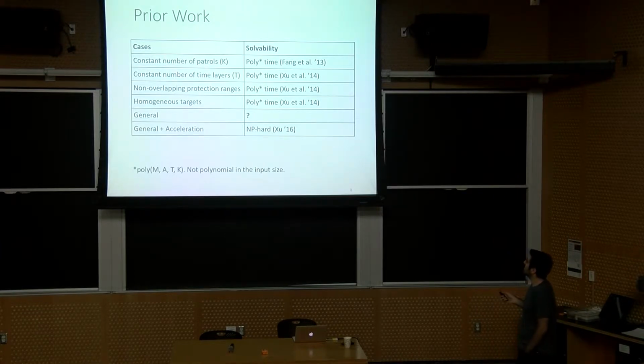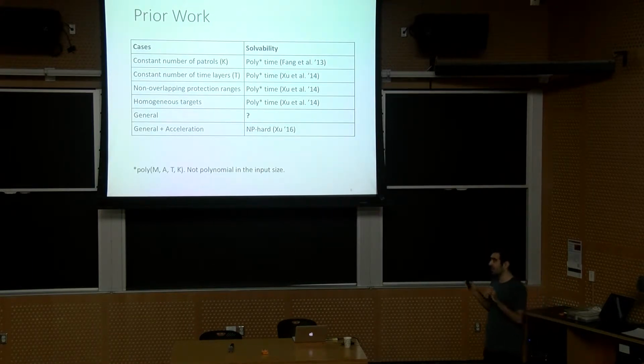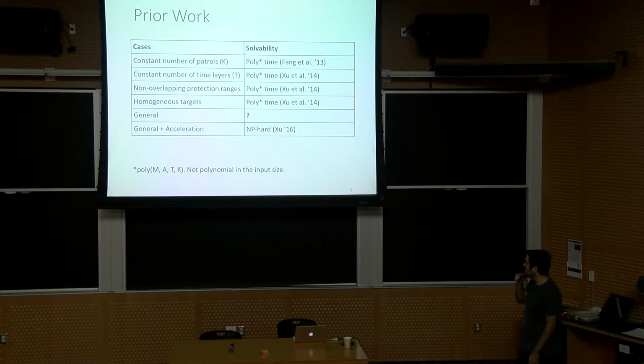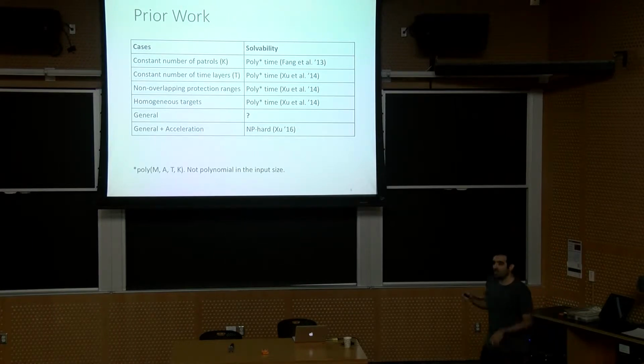In 2014, Su et al. gave a framework that under different assumptions gives polynomial time algorithms for the problem, for example, when the number of time layers is constant, or when the protection ranges of the battlefields do not overlap, or when the targets are homogeneous, in that they do not have weights. And interestingly, in EC last year, it was shown by Su that the general case with another condition on the acceleration of the path rolls becomes NP-hard.